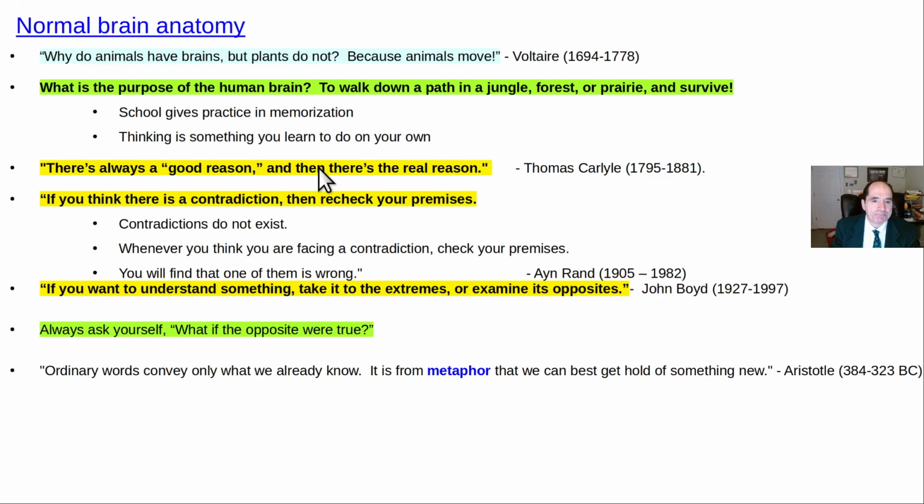Okay, and getting yourself to think, there's always a good reason and there's a real reason. Those are just some good thinking quotes, but let's see, we're not going to get into all that stuff today.